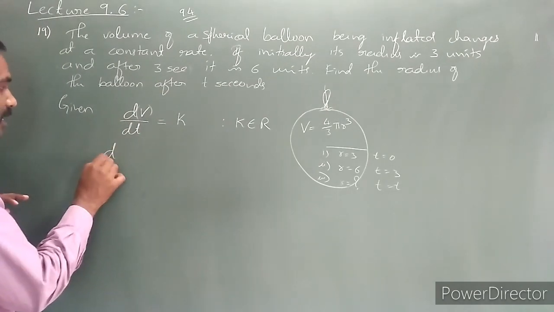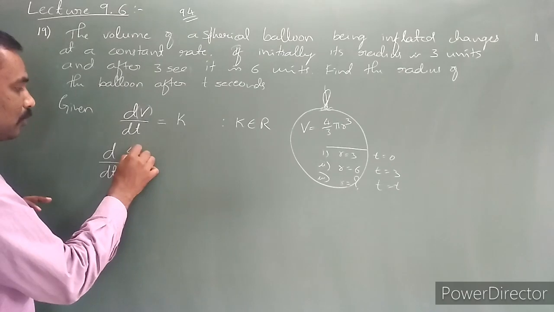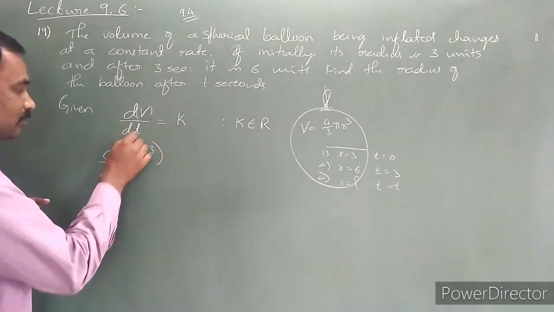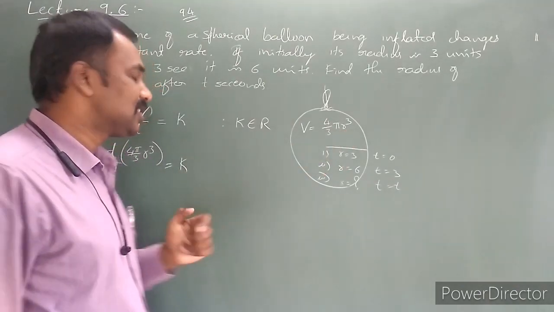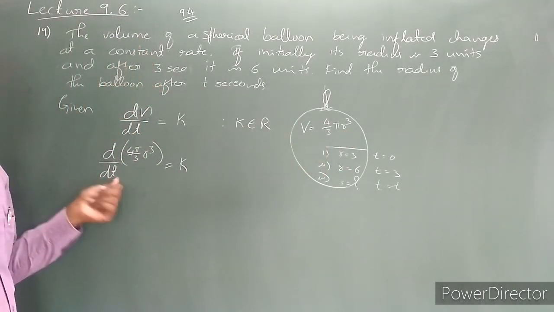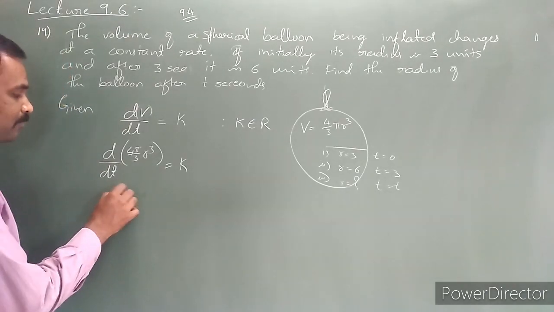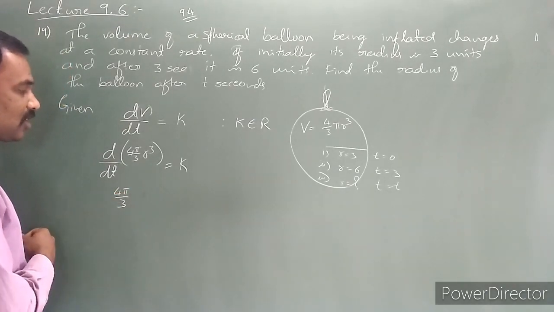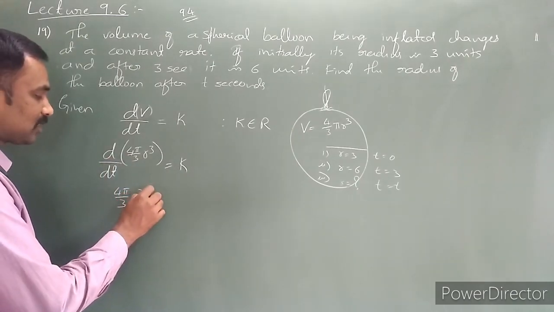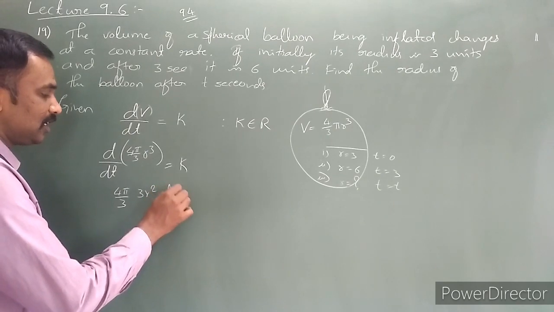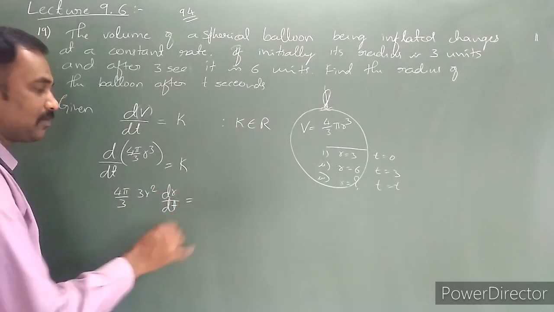What is d by dt of the volume? The volume is 4 pi by 3 r cube. Here the variable r is taken with respect to time. No problem, differentiate. 4 pi by 3 is a constant, keep it outside. The derivative of r cube with respect to time is 3 r square into dr by dt, which is equal to the constant.